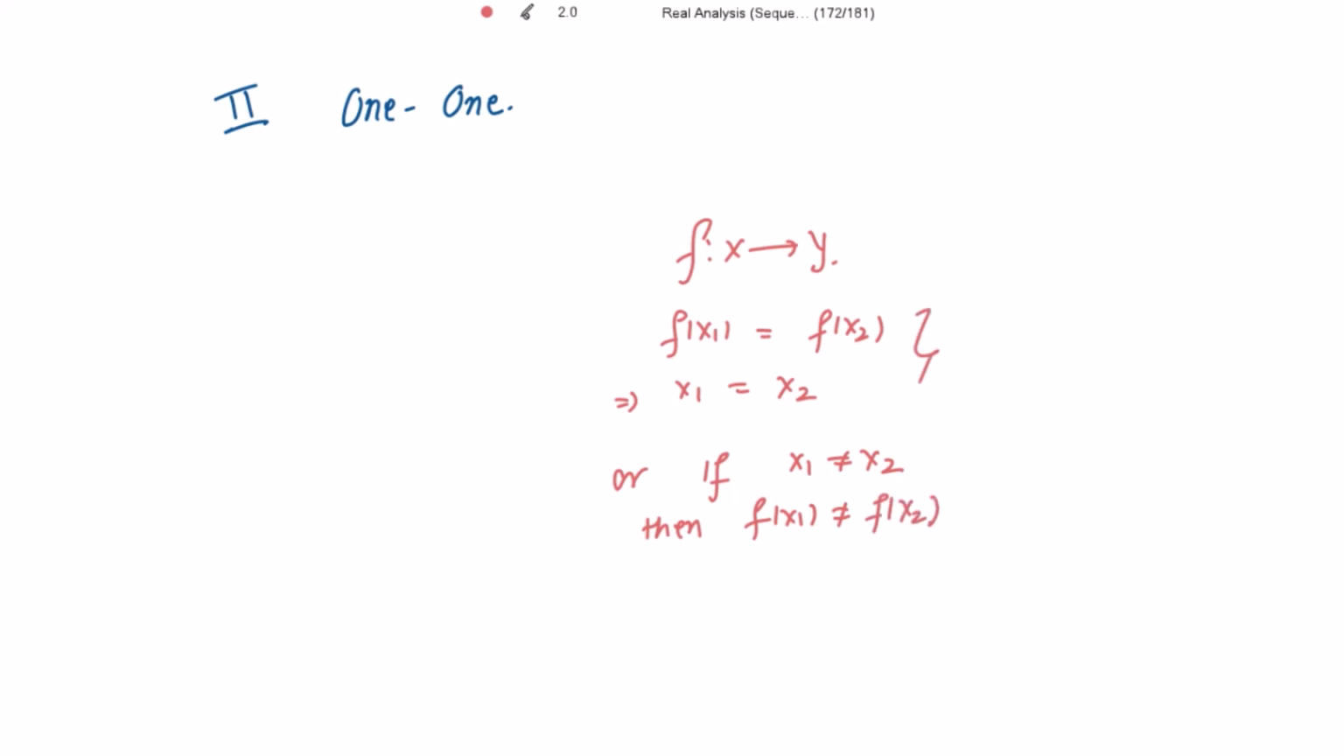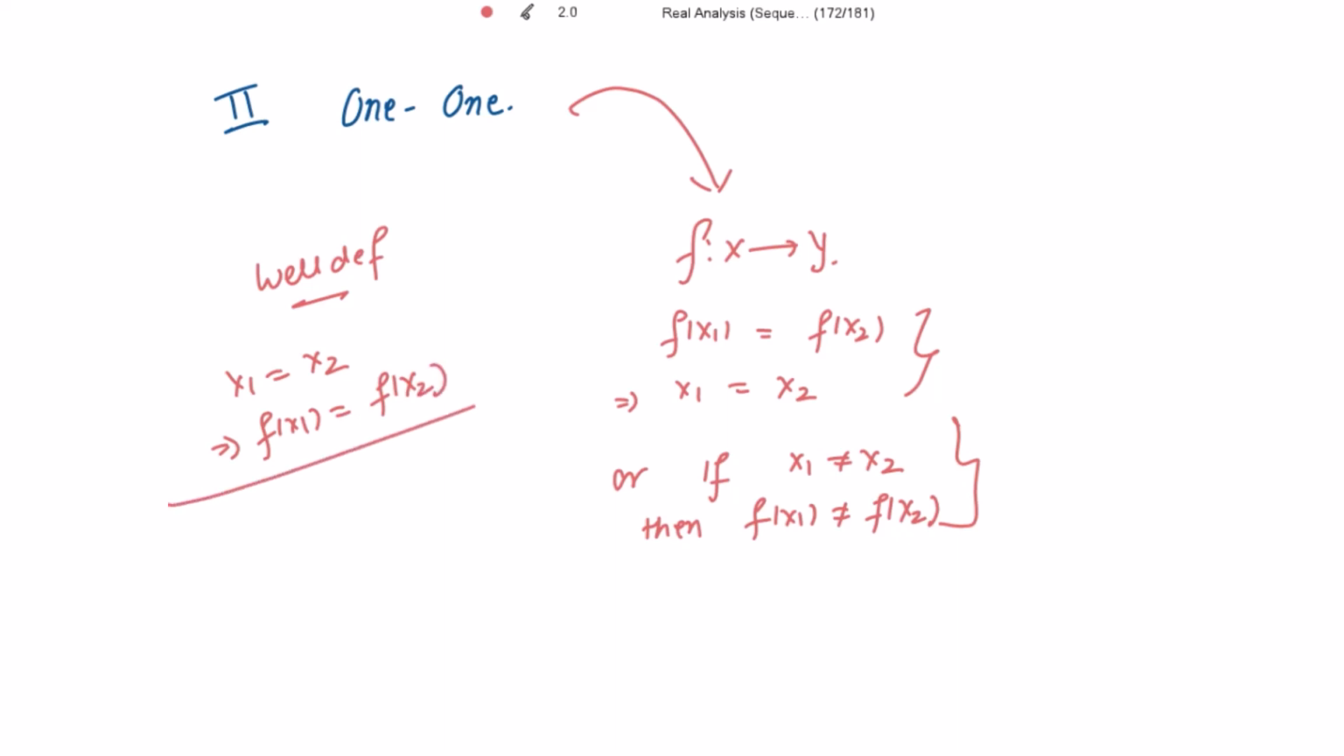Right? You can apply any of these definitions. So let me start with this definition. For well-defined, we start from x1 equal to x2 and reach here: x1 equal to x2 implies f of x1 is equal to f of x2. This is a definition for a well-defined function, and this is a definition for the 1-1 function.